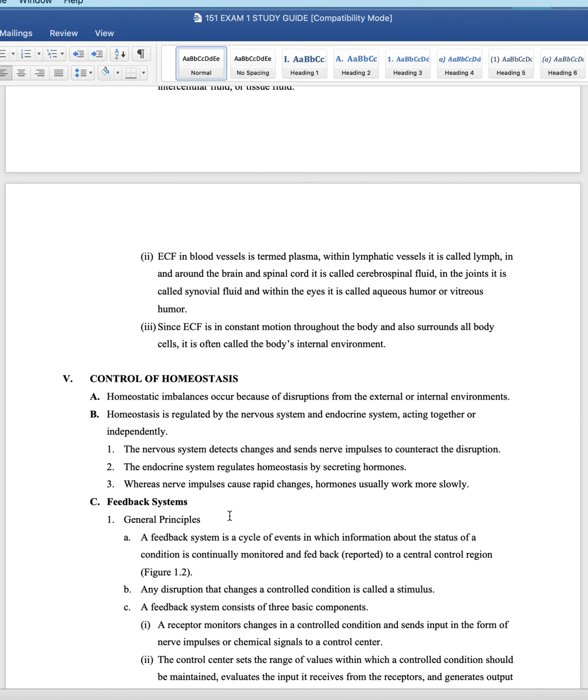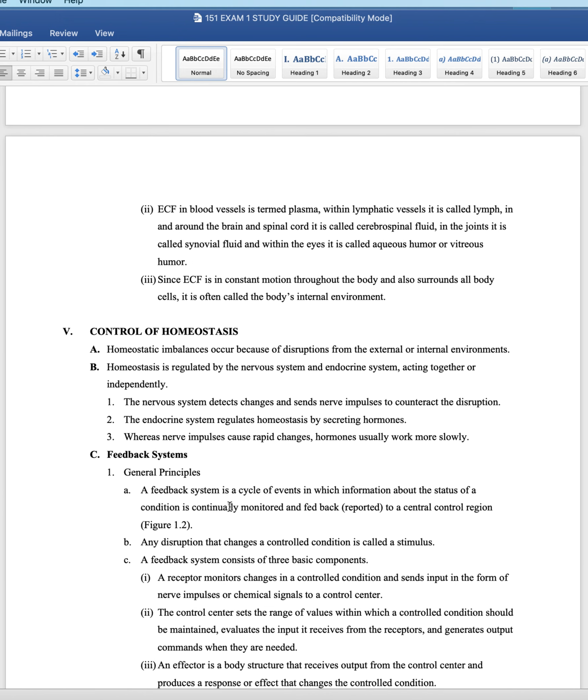All right, so again, homeostasis is going to be, oh, one last type of extracellular fluid is going to be fluid that's going to be surrounding the brain and spinal cord. That's going to be called cerebrospinal fluid. We also have fluid in the synovial joints called synovial fluid, and aqueous humor or vitreous humor in the eyes.